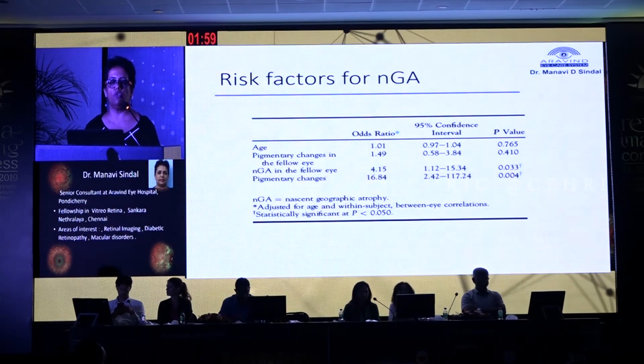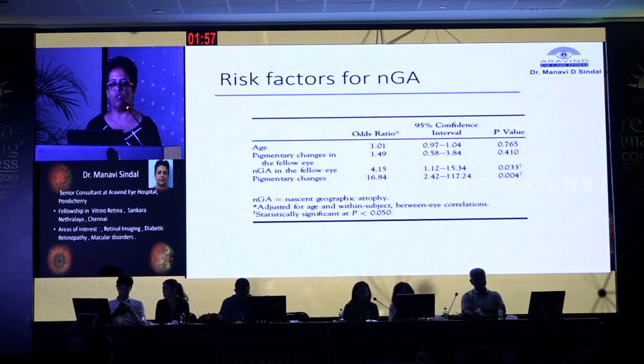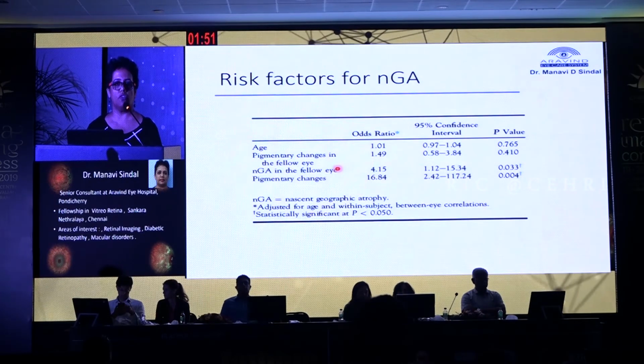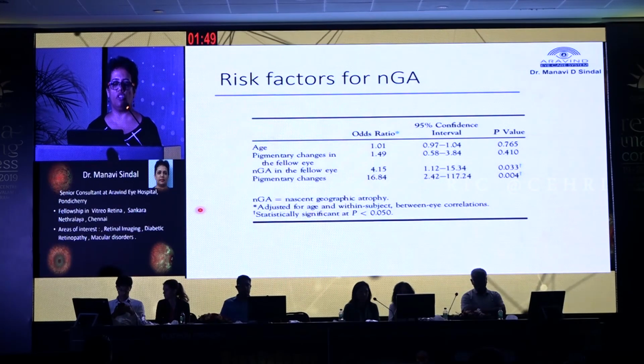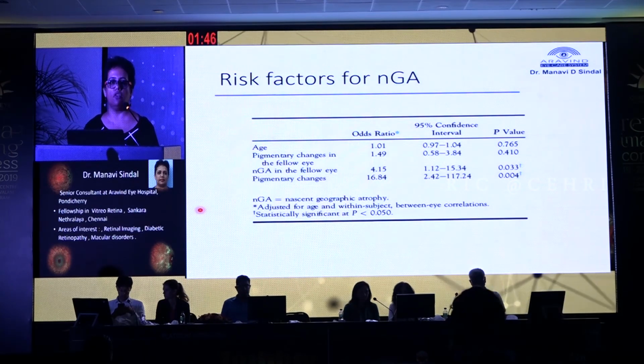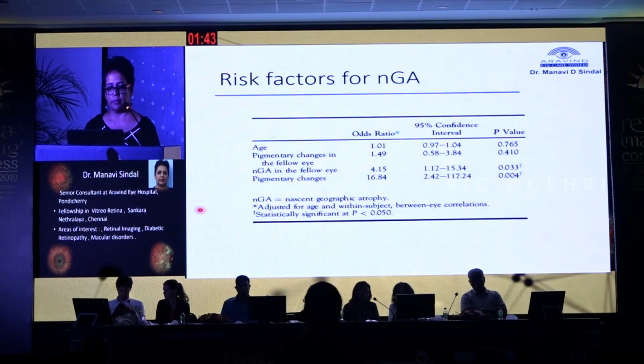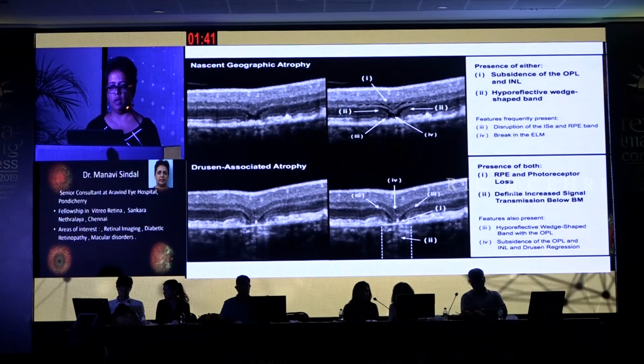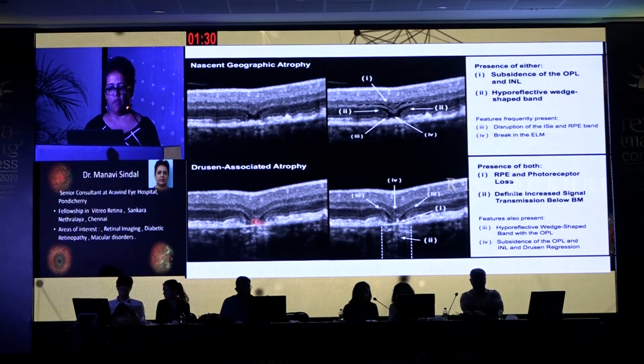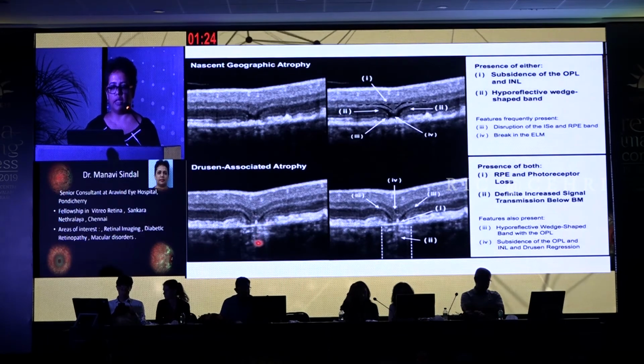When they looked at these patients with nascent geographic atrophy over time, the two most important factors were the presence of NGA in the fellow eye, which carried a 4 times higher risk of developing NGA, and the presence of pigmentary changes, which made it as much as 16 times more likely to develop NGA over time. Here is another image which explains NGA versus Drusen associated atrophy. As you can see, you have the hyporeflective wedge-shaped areas with the subsidence of the OPL and the INL, whereas here you have the absence of loss of RPE and photoreceptors and a definite increase of transmission of signal below the RPE layers.